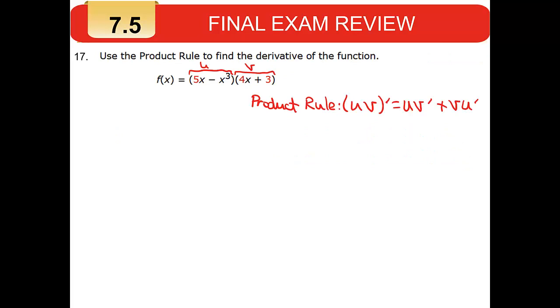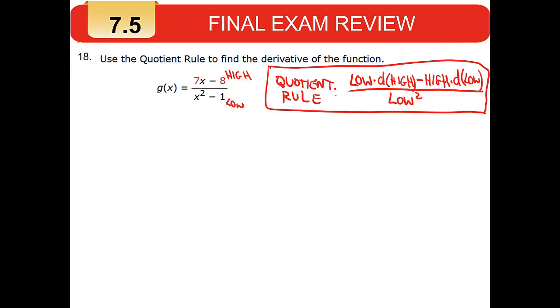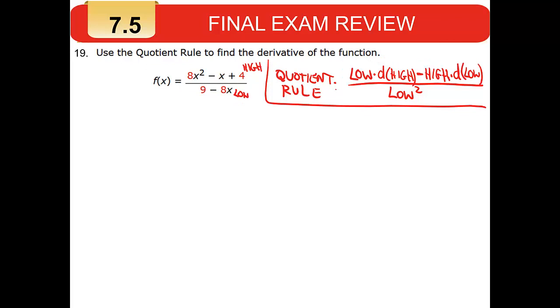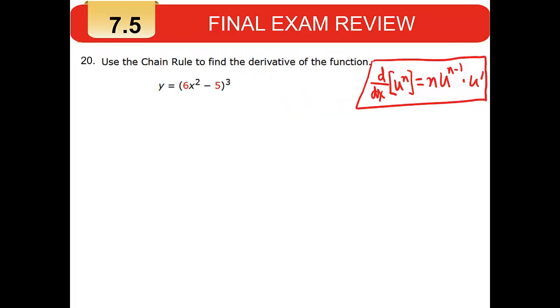17 sort of gives a hint you're using the product rules. You have to know that. 18 is a quotient rule problem, so you got to know your quotient rule. 19 is a quotient rule. 20 is a chain rule or a general power rule, however you want to say that.